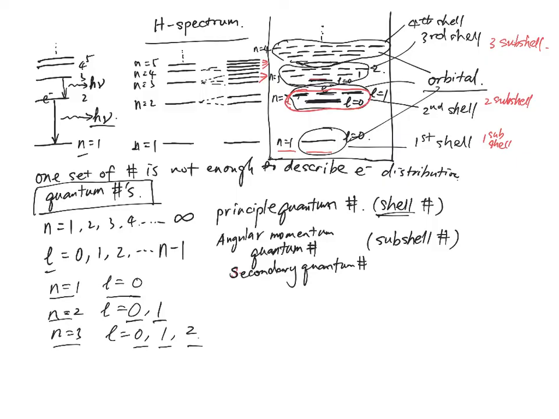Now you know how to deal with shell number 4 at this point. If n equals 4, what does L equal? 0, 1, 2, what's n minus 1? 4 minus 1 is 3, the last number in your series. So what does that mean? That means the first subshell in your fourth shell is L equal to 0. The second one is L equal to 1. The next one is L equal to 2. And the last one is L equal to 3.